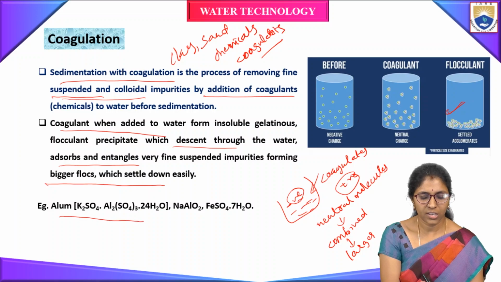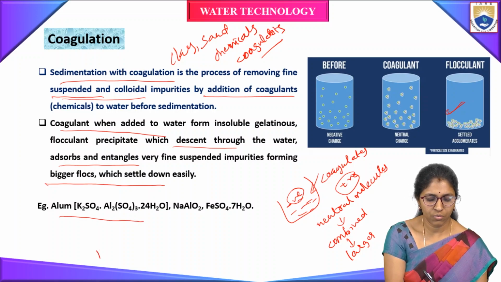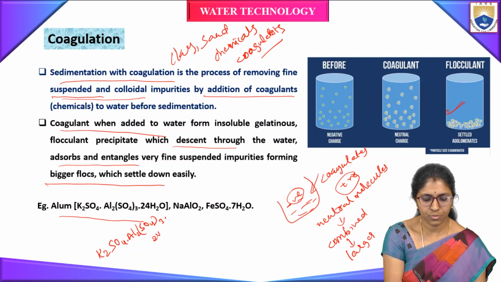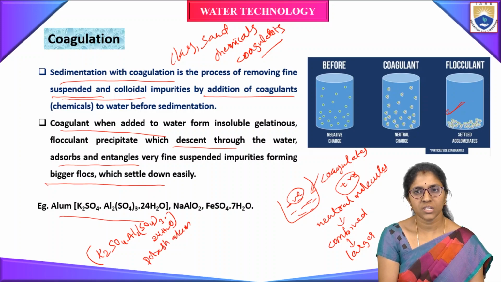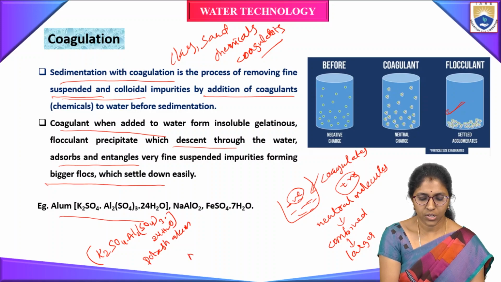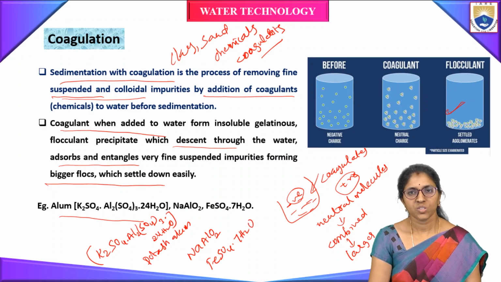Examples of coagulants are potash alum. What is the formula here? Potassium sulfate, aluminium sulfate, 24H2O. This is the formula of potash alum, which is used as a coagulant. Another example is sodium aluminate. We can also use copper or ferrous sulfate as a coagulant. So examples of coagulants are potash alum, sodium aluminate, and ferrous sulfate.